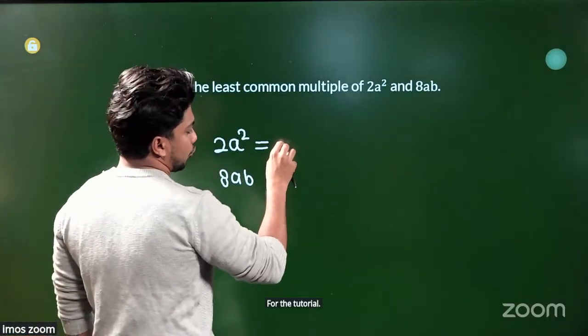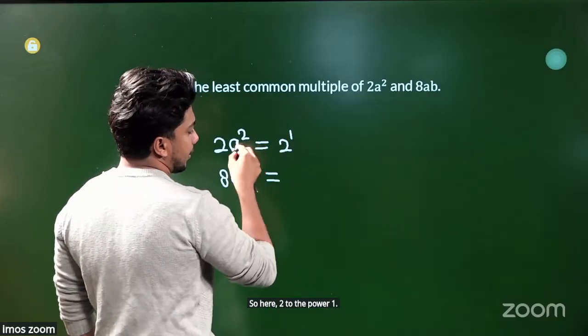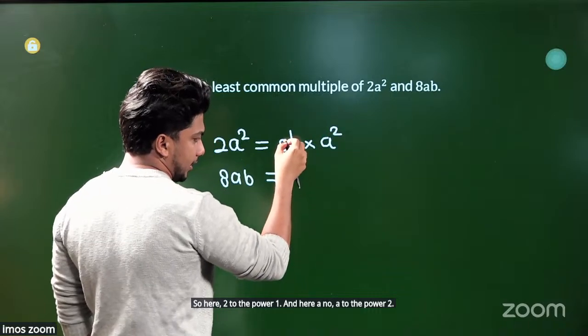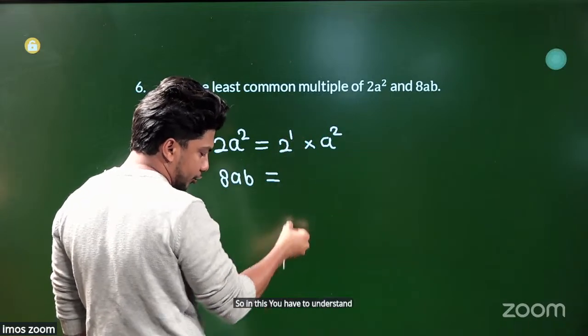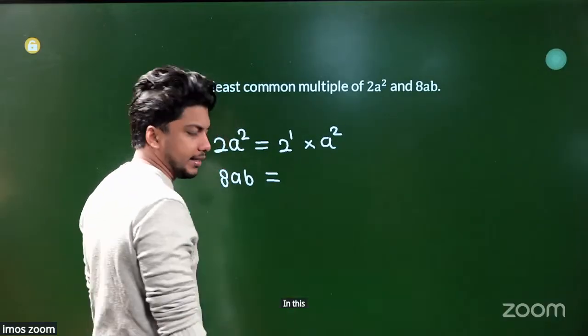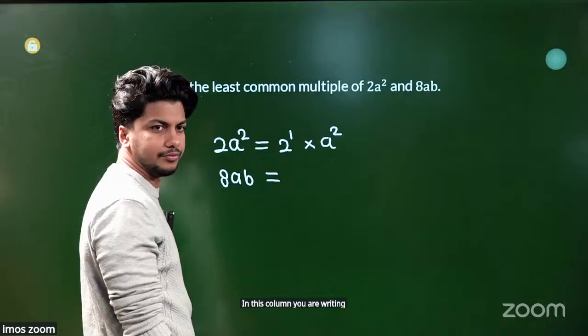So here 2 to the power 1. And here a to the power 2. So in this, you have to understand, in this column, you are writing only powers of 2. In this column, you are writing only powers of a.